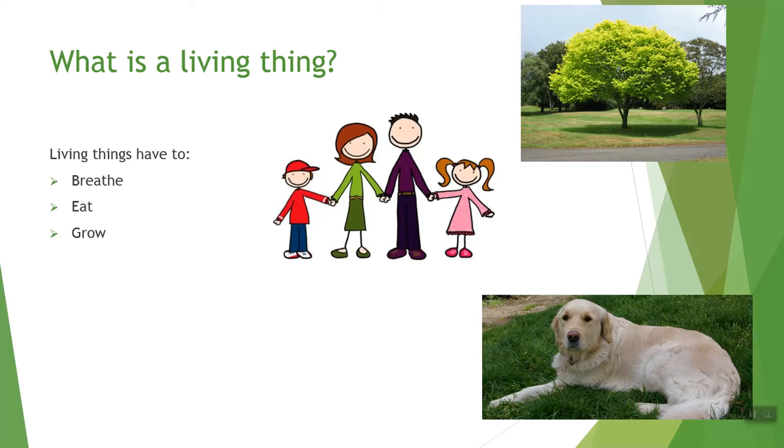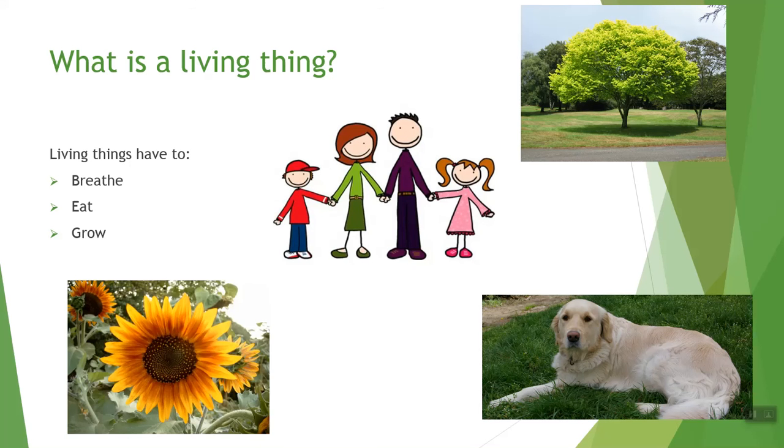Another example of a living thing is flowers. Flowers breathe, eat, and grow. They do it the same way that trees do it. They are very similar in that aspect, but they are still a living thing just like us.